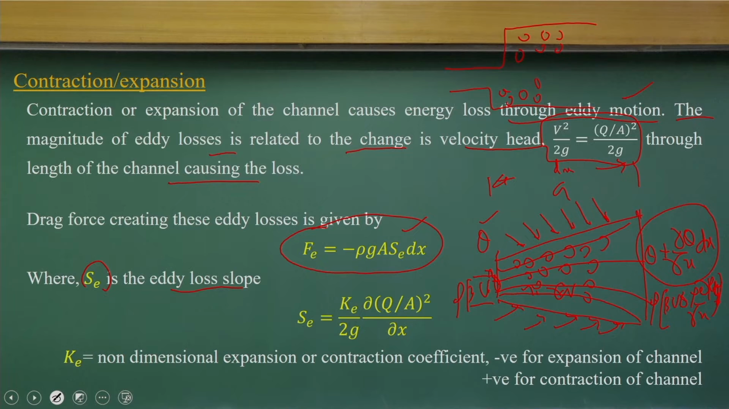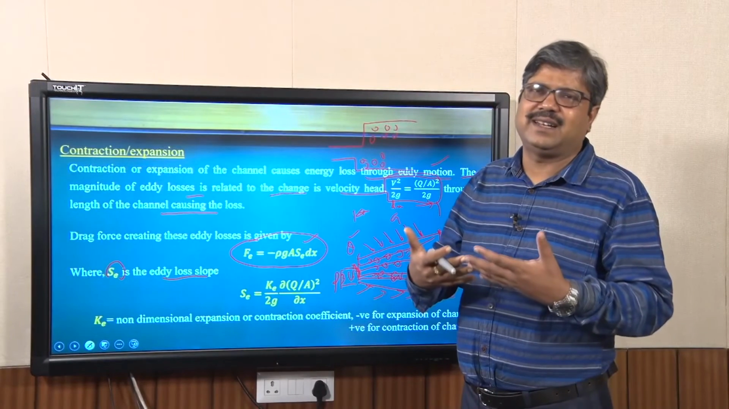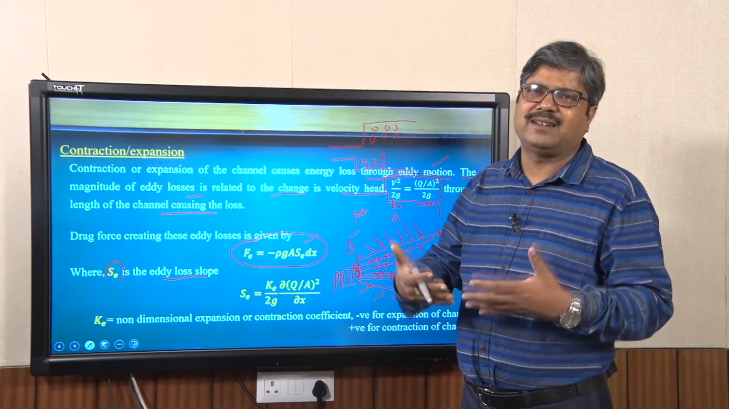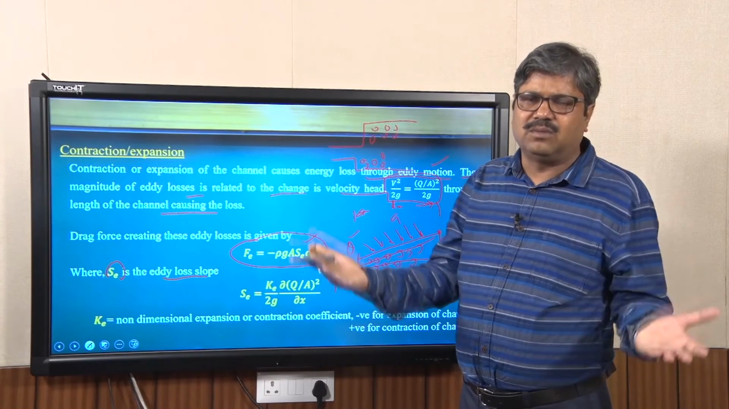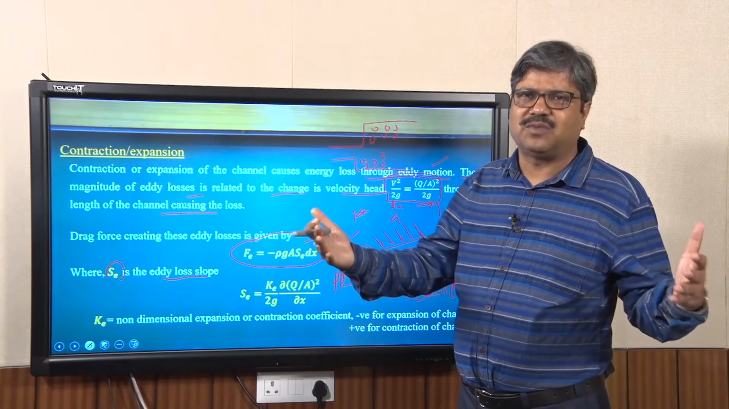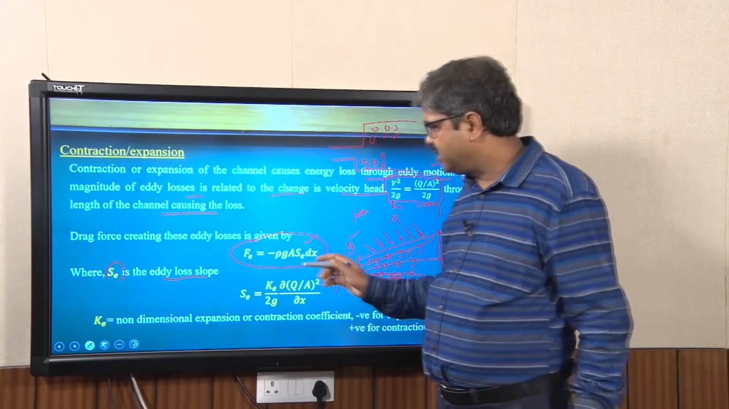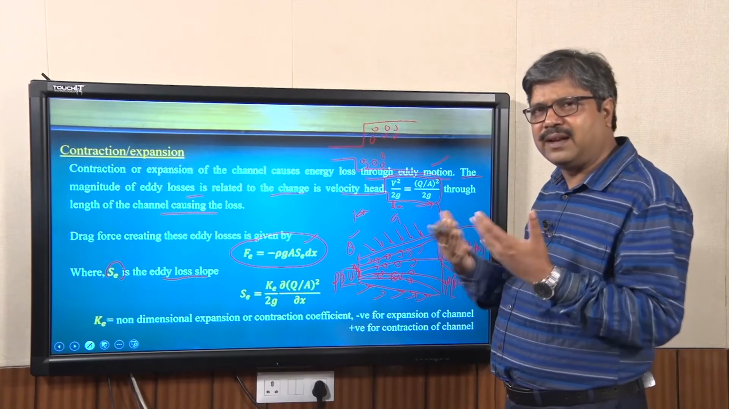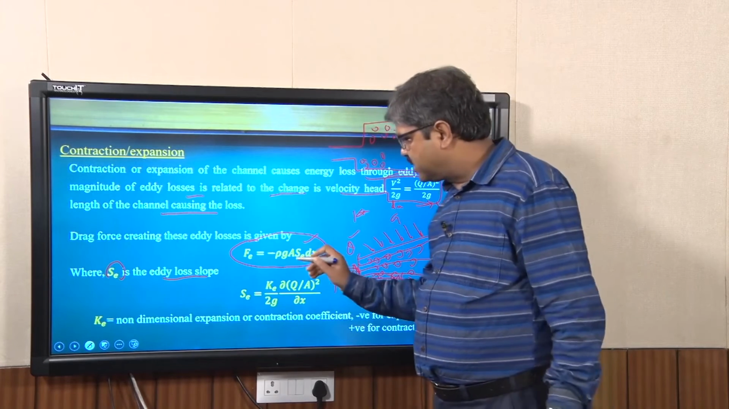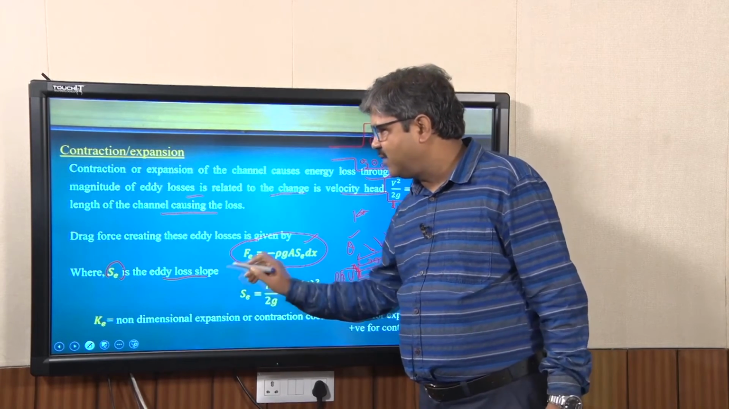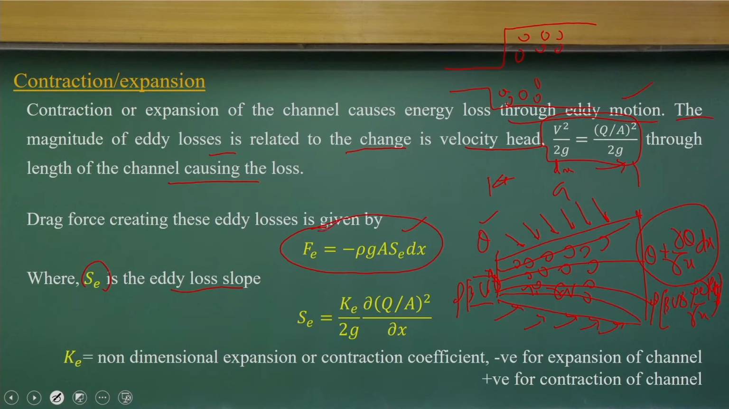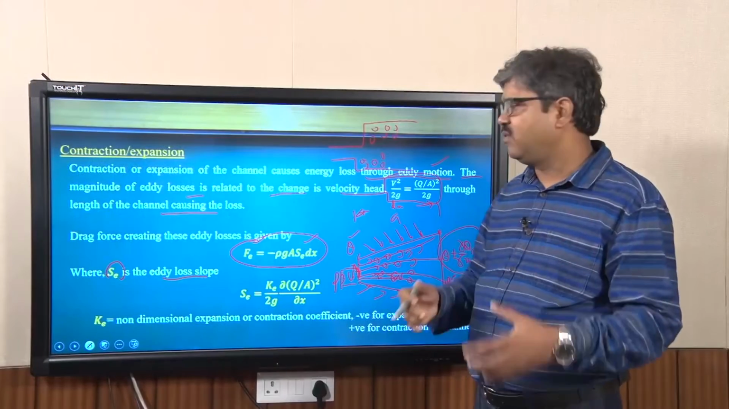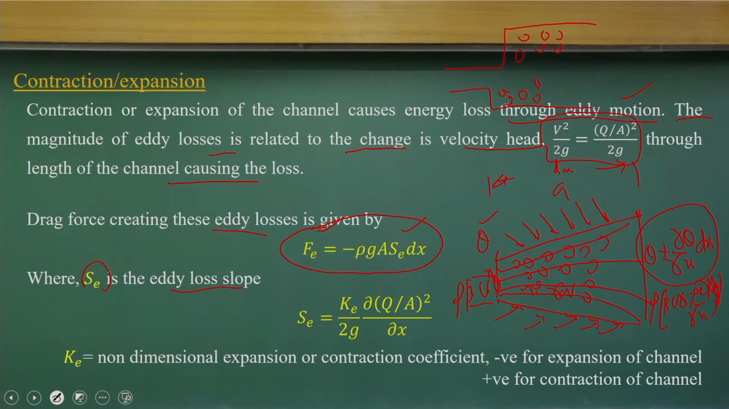You just try to understand it. Because of this energy loss, there will be additional stresses acting on the surface, on the bed as well as the surface. As equivalent, if you consider it as we have done for the friction slopes, the same way we can compute what will be the drag force because of the eddy formations, because of river expansions.